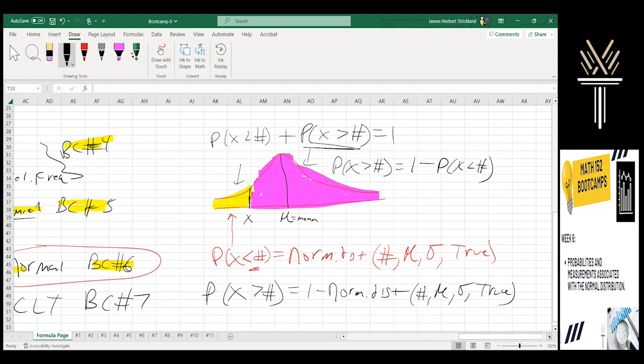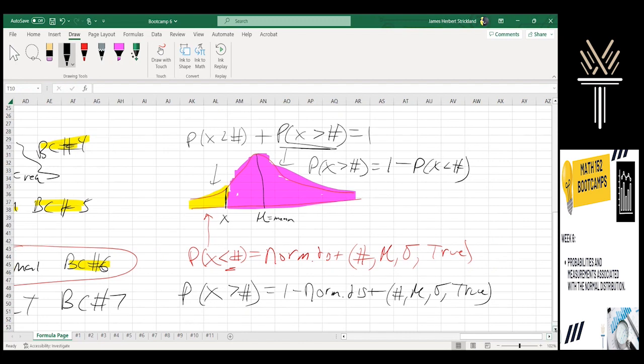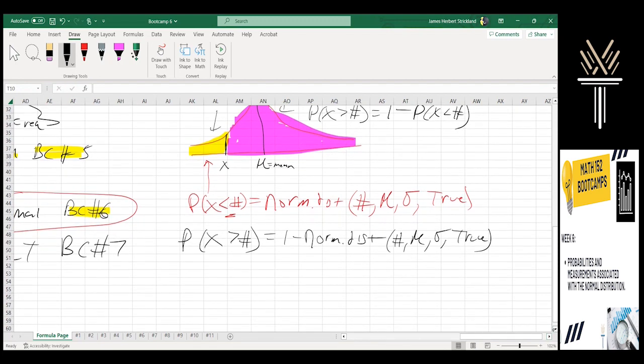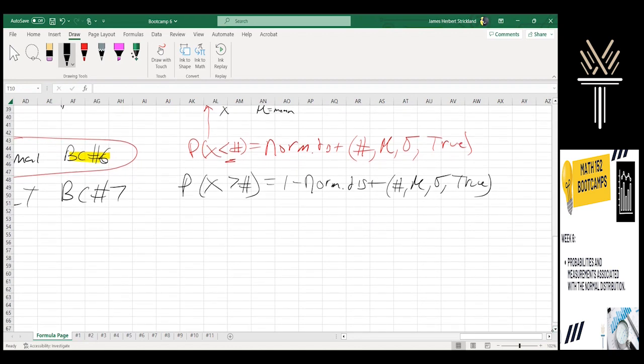One thing I do want to point out, though, is notice I didn't consider equal to. And so why do you think that is? Why didn't I say, well, what about what happens when it's equal to a number? Or what about if it's less than or equal to a number? Or of course, the other one, greater than or equal to a number. Why did I only care about less than and greater than?